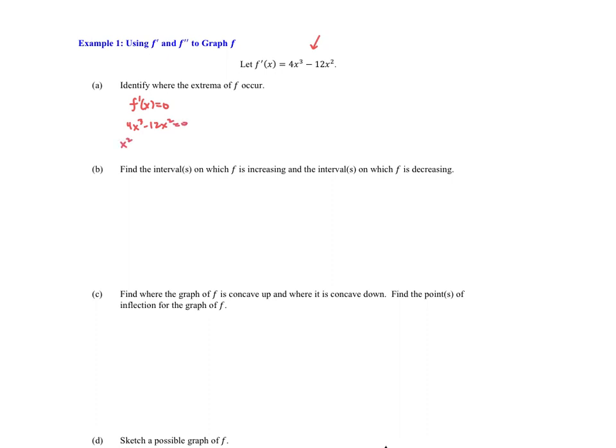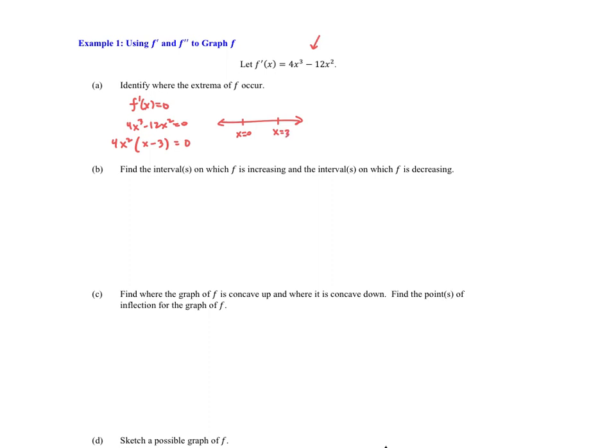Factor out an x squared, and let's factor out a 4 while we're at it. We get x minus 3. Now, if I were to graph f prime, I would have zeros at x equals 0 and x equals 3.